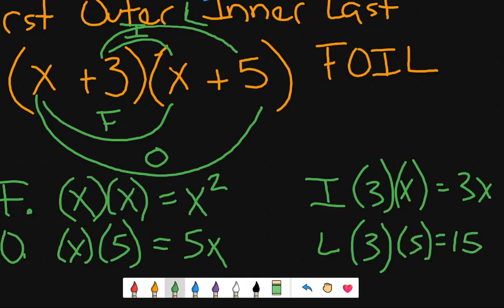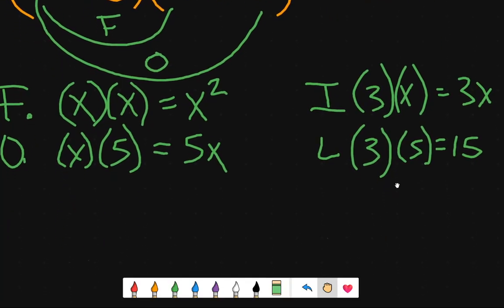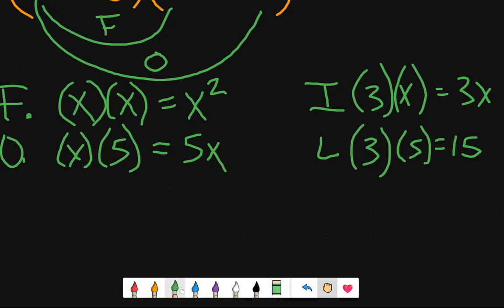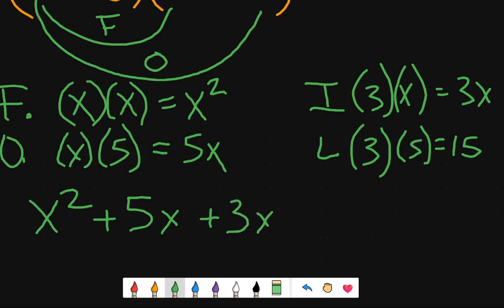All right, now we're going to put this together as one expression. I'm going to start off with the first term, which is X squared. So X squared is my F. My O is a positive 5X. My I is a positive 3X. My L is a positive 15.